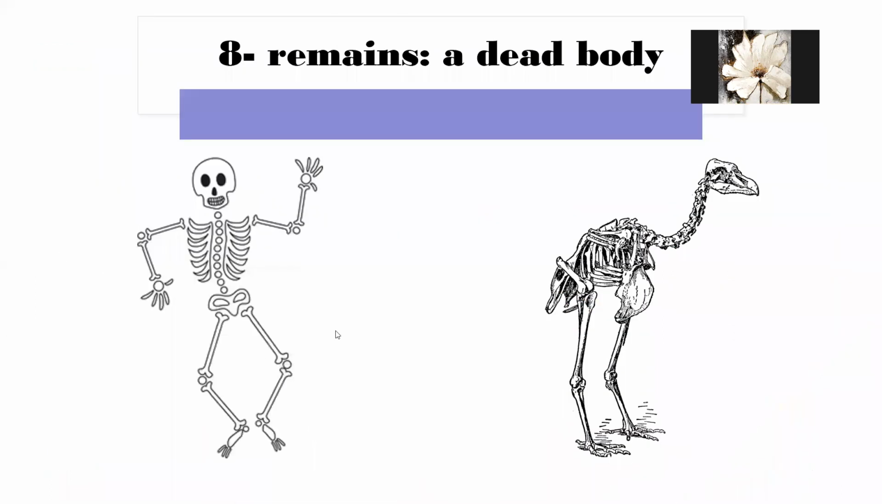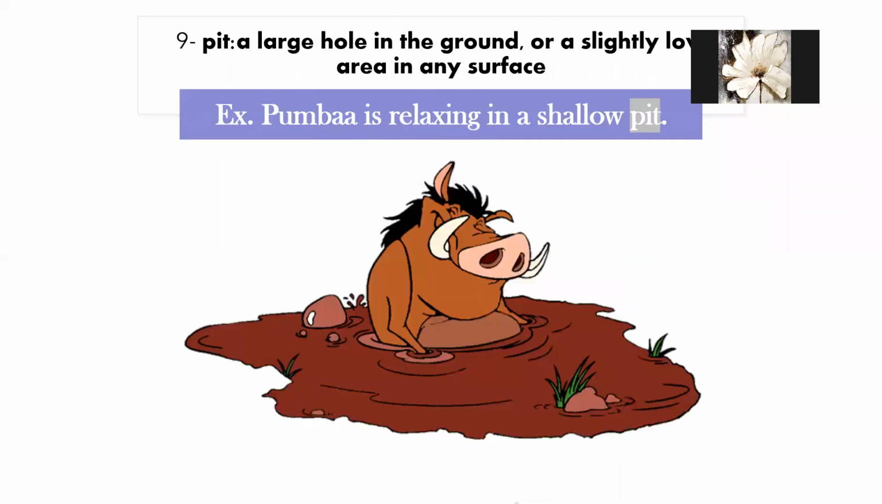The next word, as you see here, this is the dead body of a bird and the dead body of a person. This is called remains. Remains means the dead body of anything. Could be a person or it could be bones. The bones of the dead body. That's perfect. Yes, that's perfect, my dear. This is called in English remains. Let's go to the next word.